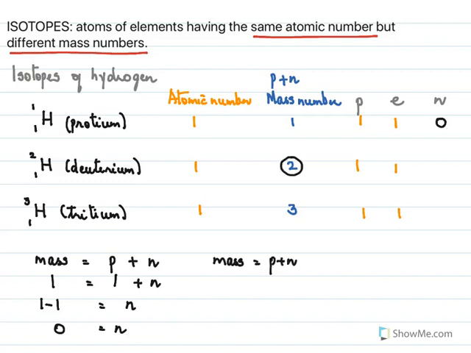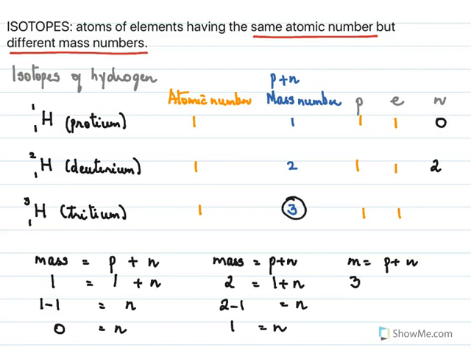Now for the second case, again mass is protons plus neutrons. In this case mass is 2 and protons is 1. So the neutrons is 2 minus 1, and that is 1. So in the second case the neutron is 1. And in the third case the mass is 3, protons is 1, so neutrons equal to 3 minus 1, and that is 2. So here the neutrons are 2.